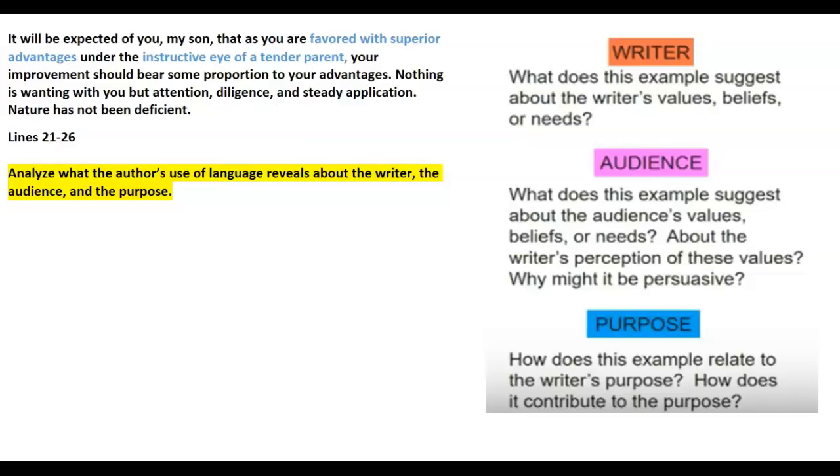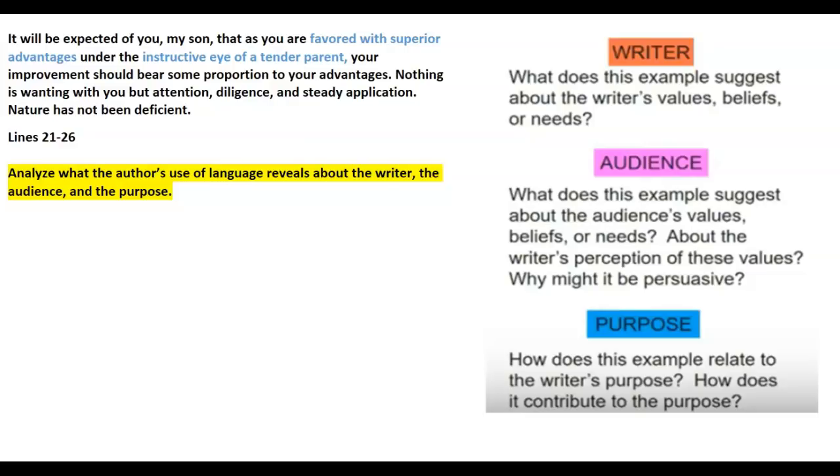It will be expected of you, my son, that as you are favored with superior advantages under the instructive eye of a tender parent, your improvement should bear some proportion to your advantages. Nothing is wanting with you but attention, diligence, and steady application. Nature has not been deficient.